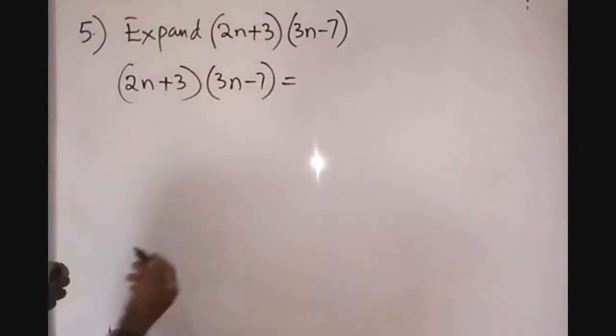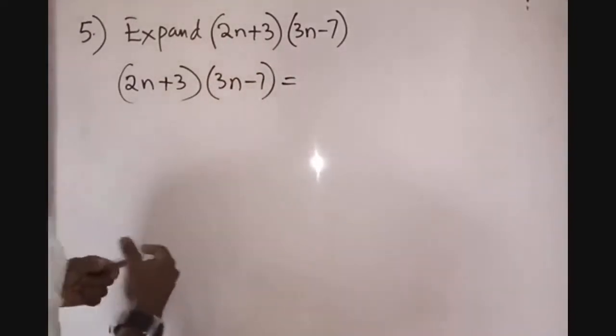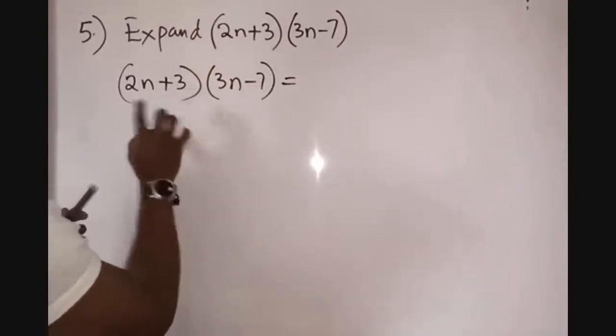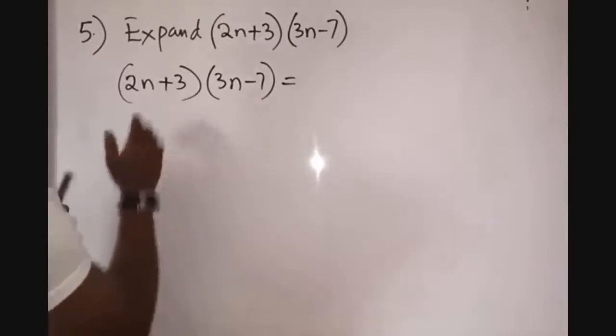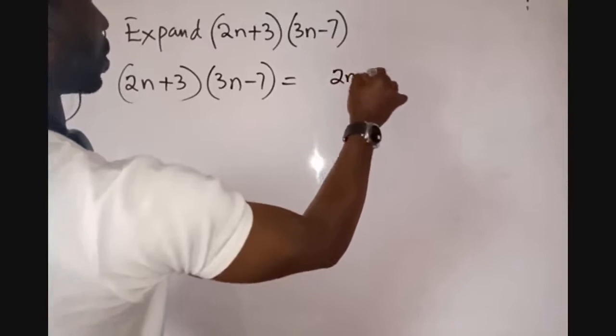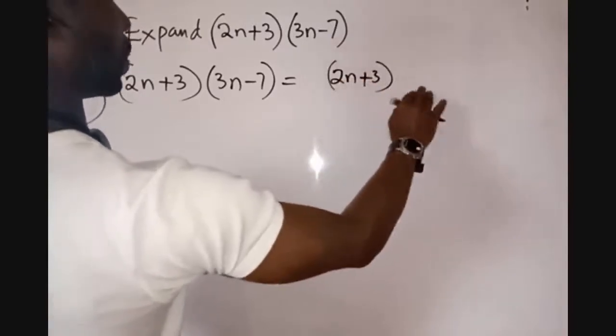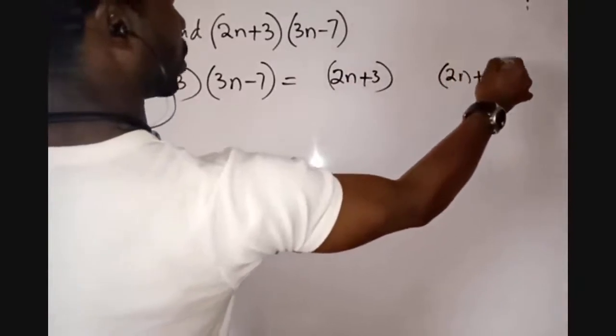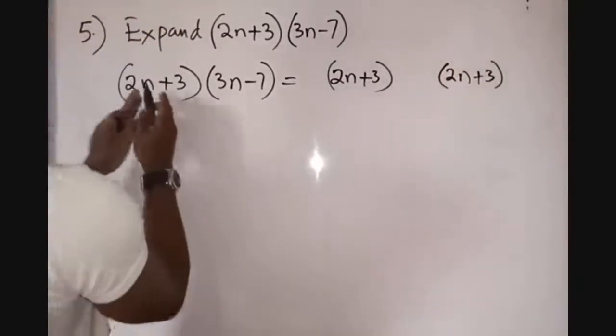I will solve this in 2 ways, so you make your choice anytime you want to solve it. You can decide to pick any one of these two, and write it twice. So I want to pick this one, write it twice, and that gives me 2n plus 3. Leave a space here, and write again 2n plus 3 without changing any sign. Now I'll pick this one.